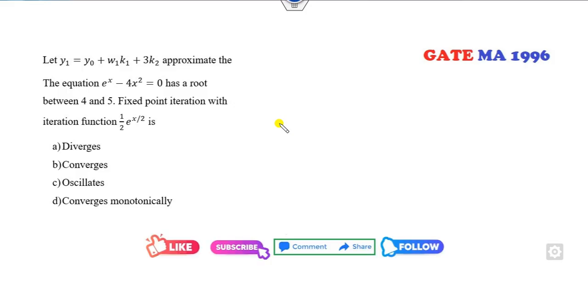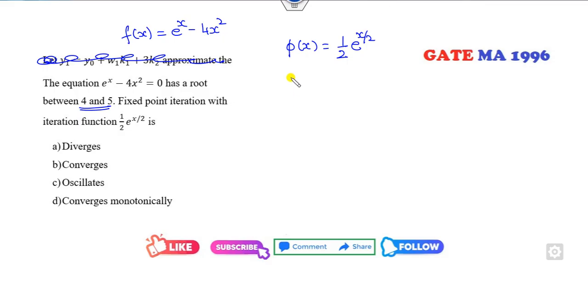So let's start with the first question. What is the first question? If this is given, that means f of x is here. Fine. This has the root lying between 4 and 5. The fixed point equation, phi of x, is given to be half e raised to power x by 2. Then when will it be convergent? We can find the derivative. So the derivative will be e raised to x by 2 over 4. Then I can start with the here.